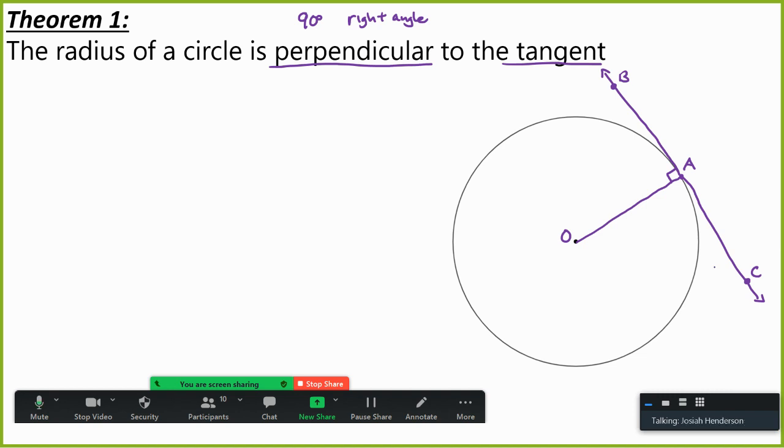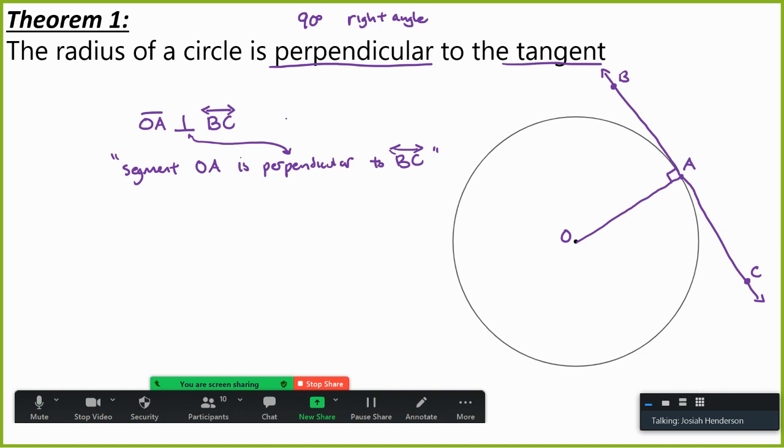So we can say, because of this theorem, that segment OA, or radius OA, is perpendicular to line BC. That's how we say what I wrote in symbols above. Segment OA is perpendicular to line BC.